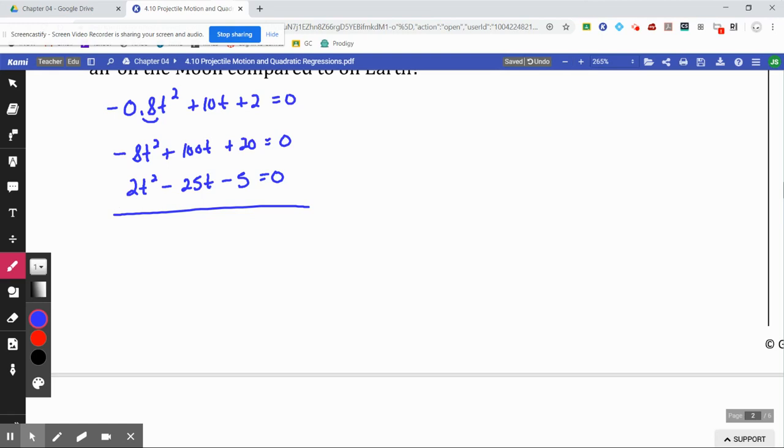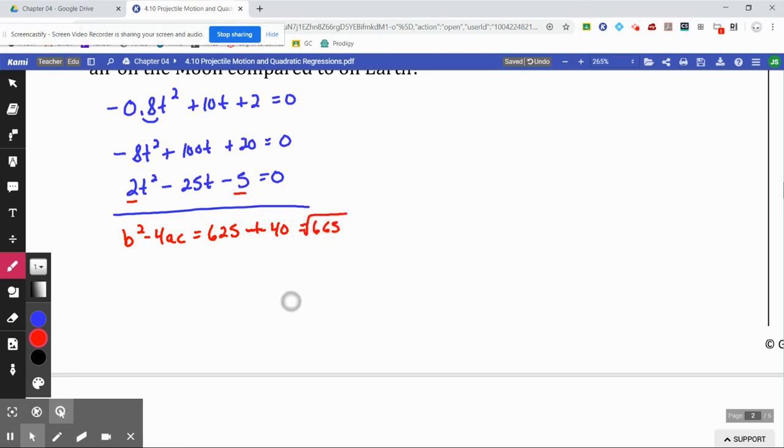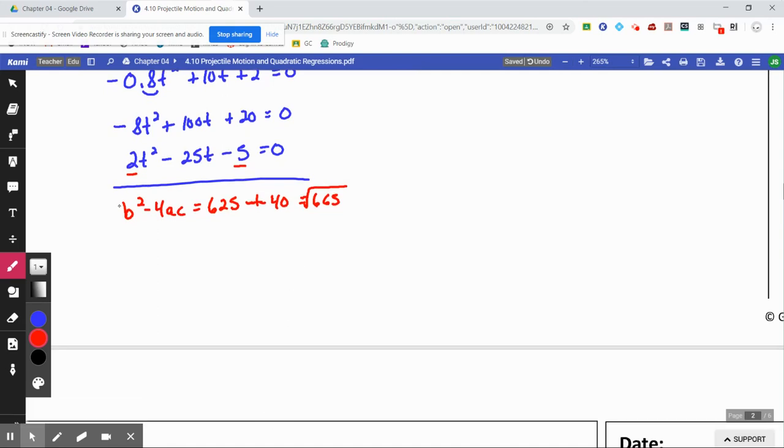So let's solve this equation. We are going to use the quadratic formula. Let's start out with b squared minus 4ac, our discriminant. B squared: negative 25 times negative 25 is 625, minus 4 times 2 times negative 5. 4 times 2 is 8, times negative 5 is negative 40. That's going to be 665, and again, that is what's under your radical. Now let's plug that into our quadratic formula. X equals, or in this case t equals, negative b, which would be 25, plus and minus the square root of 665, over 2 times a, and a is 2, so 2 times 2 is 4.